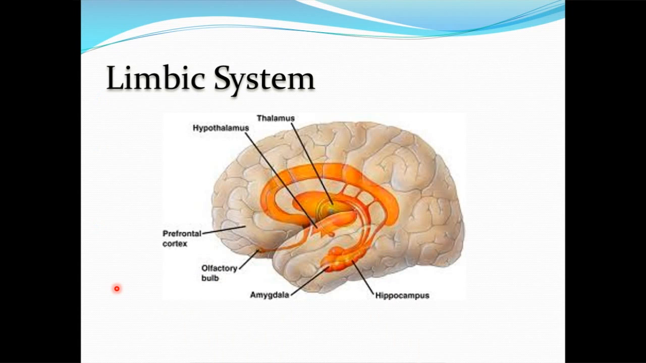Okay. Now, the limbic system isn't just one area in the brain. It's made up of a number of structures: the thalamus, the hypothalamus, the prefrontal cortex, the olfactory bulb and olfactory tract, the amygdala, and the hippocampus.